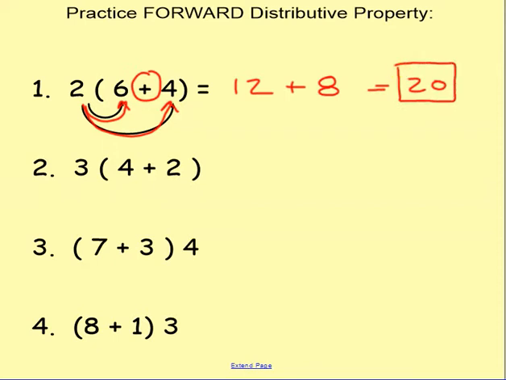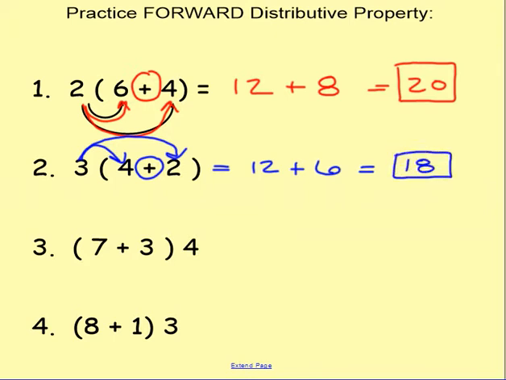Okay, let's try another example. So we have 3 times 4, and that's going to be 12. My operation in the middle is plus, so I bring it over. Now who else is he being distributed with? The 2. 3 times 2 is 6. Now add these up: 12 plus 6 is going to be 18.